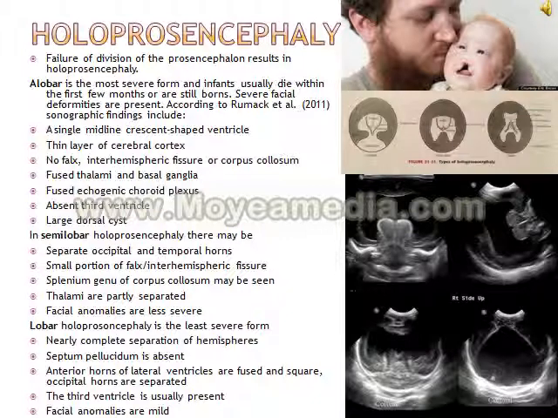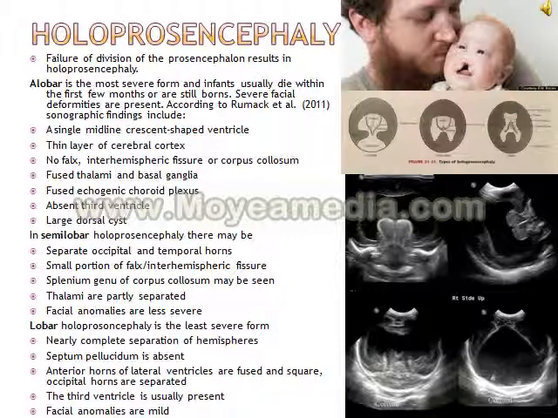Alobar is the most severe form, and infants usually die in the first few months or are stillborns. Severe facial deformities are present. Sonographic findings include a single midline crescent-shaped ventricle, a thin layer of cerebral cortex, no falx, interhemispheric fissure or corpus callosum, fused thalami and basal ganglia, fused echogenic choroid plexus, an absent third ventricle, and a large dorsal cyst.